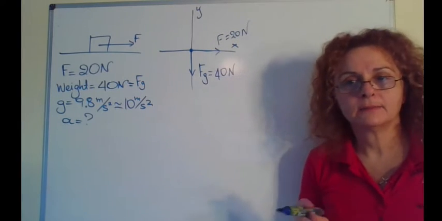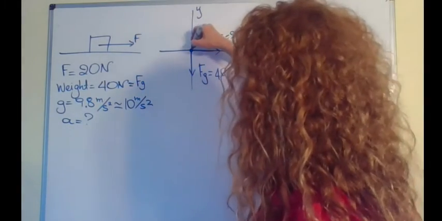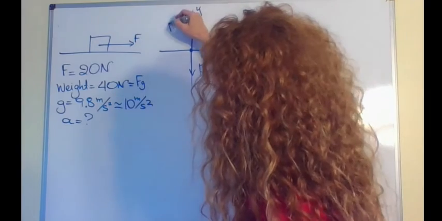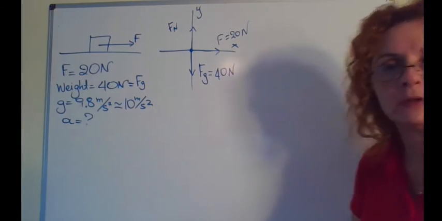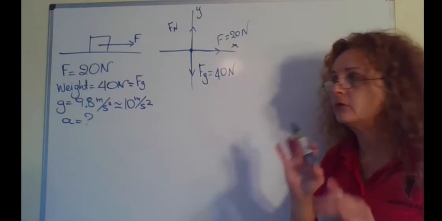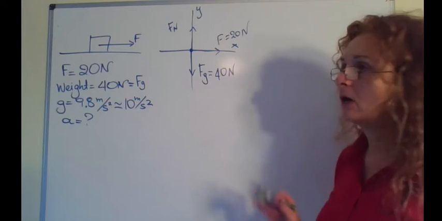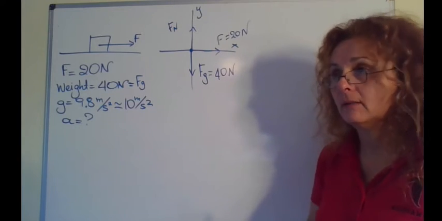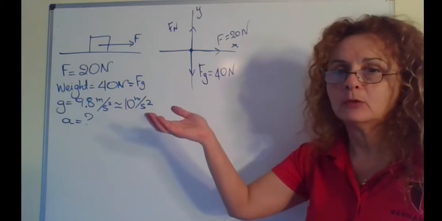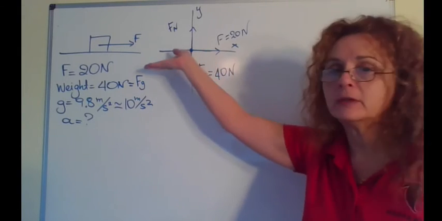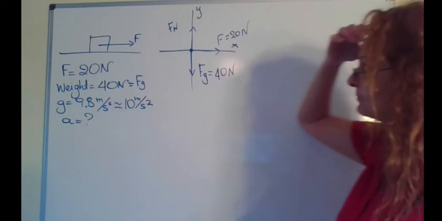Is there anything else? Yes, there's the normal force. We have a surface, so we should have a normal force. They don't say anything else, so let's consider that friction is 0. If they don't say, there's no friction. Friction is negligible. We don't assume it unless they tell us so. How do they say so? If they tell us there's friction, or if they say it's not negligible, or the surface is rough, we know that there is friction.